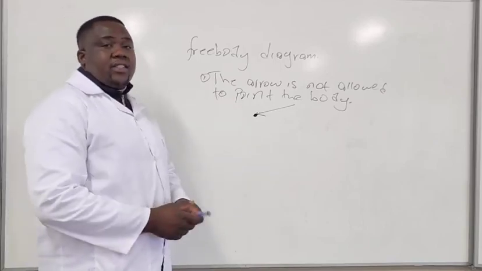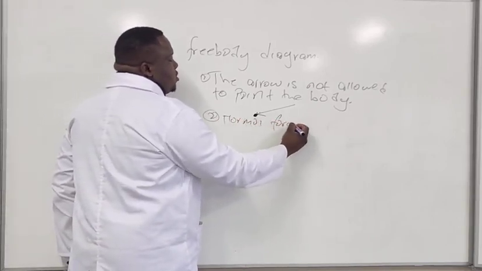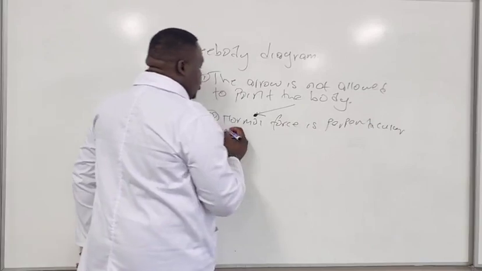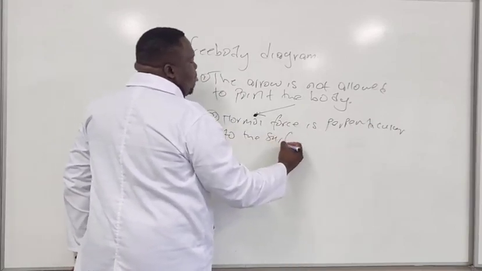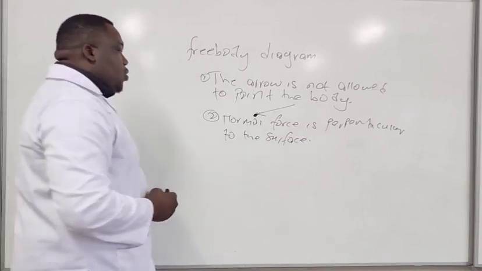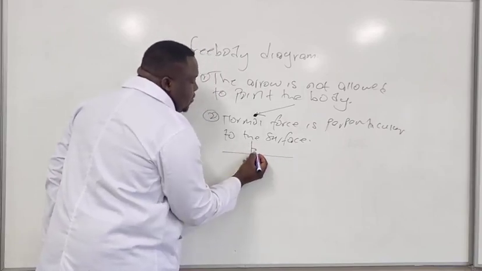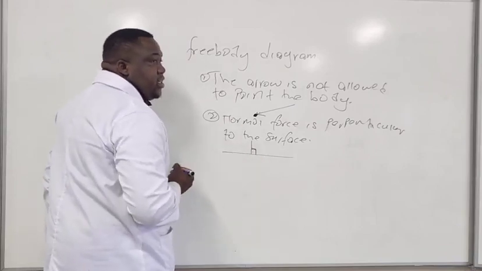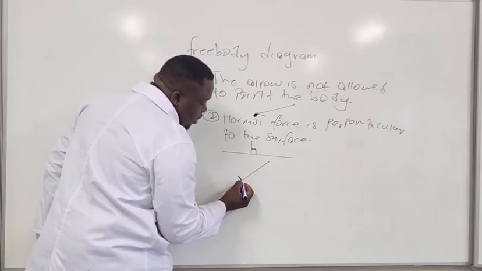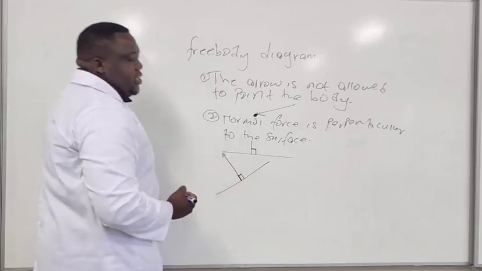The second one is that normal force is perpendicular to the surface. The normal force is perpendicular to the surface all the time. What do we mean by perpendicular? It means if this is the surface, normal force is going to point up like that, and then it creates 90 degrees. If the surface is like this, it means normal force needs to point up like that. Why is it pointing up like this? So that we can have 90 degrees.